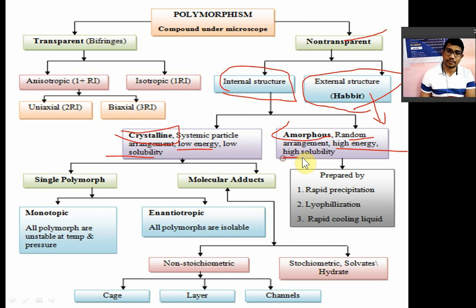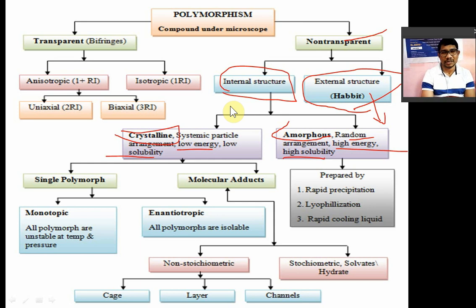So a question comes: which of the following forms has the highest solubility? Option A will be crystal form, option B amorphous form, option C metastable form, and option D all of the above. A simple question will be asked like this. In that case, the amorphous form of a compound has the highest solubility, because in the amorphous form there is a random arrangement of particles, therefore the system is unstable.